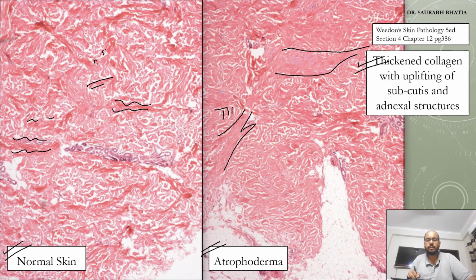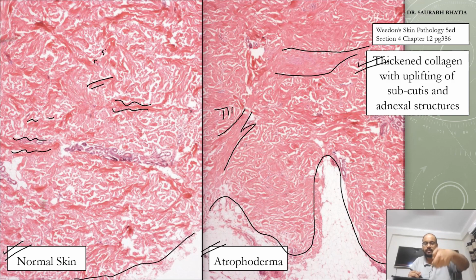Look at the level of subcutis. This is the level of subcutis here. So in normal, it is below, while in Atrophoderma, the subcutis is higher. Why? Because the dermis has shrunken up because of atrophy. It has decreased in size, and that is why, instead of normal epidermis, dermis, and subcutis, you actually get epidermis, a shrunken Atrophoderma dermis, and a pulled up subcutis. Clear? Pulled up subcutis. Let's move forward.